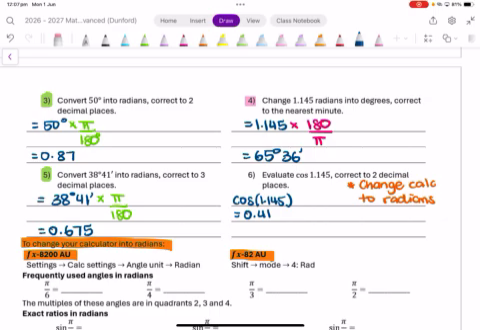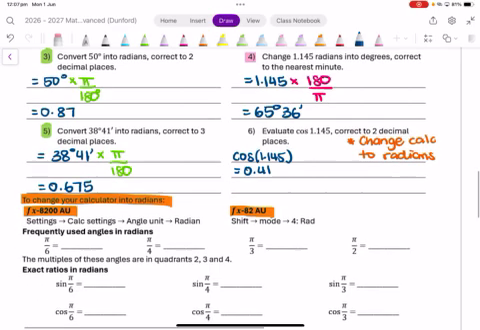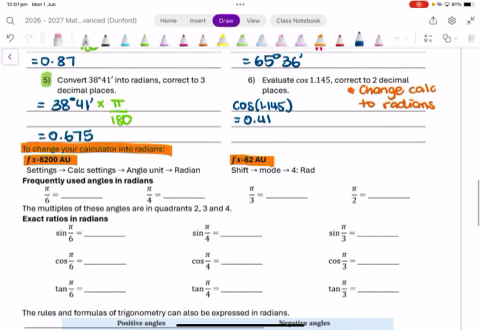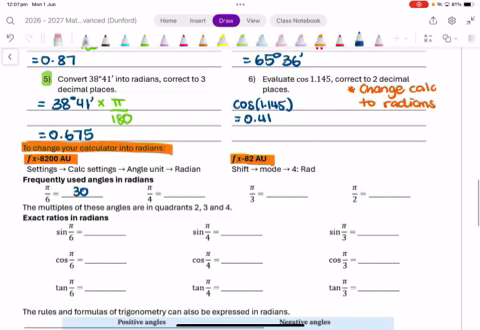Now, we have some special angles when we're dealing with our radians. Pi on 6 in degrees is 30 degrees. Pi on 4 is 45 degrees. Pi on 3 is 60 degrees. And pi on 2 is 90 degrees. Because pi is 180 degrees. So if we divide 180 by 6, we get 30 degrees. If we divide 180 by 4, we get 45, etc.